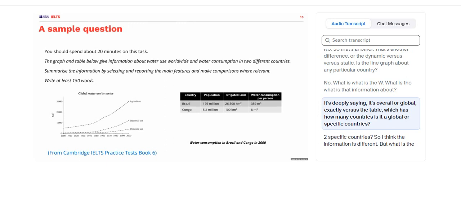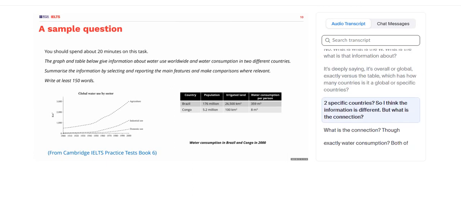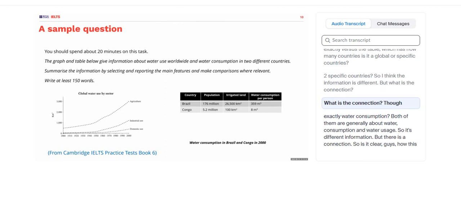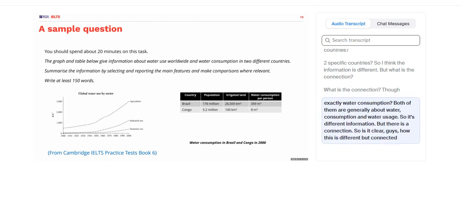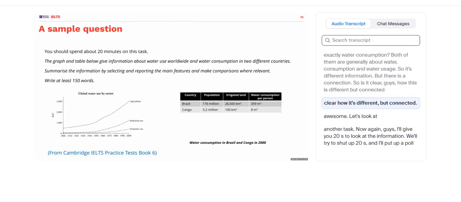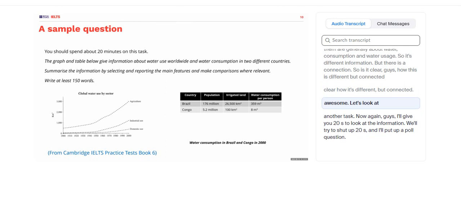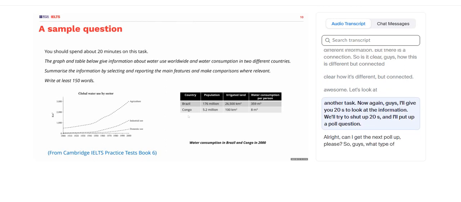Versus the table, which has how many countries? Is it global or specific countries? Two specific countries. So I think the information is different, but what is the connection? What is the connection though? Exactly, water consumption. Both of them are generally about water consumption and water usage. So it's different information, but there is a connection. So is it clear, guys, how this is different but connected? Clear how it's different but connected? Awesome.